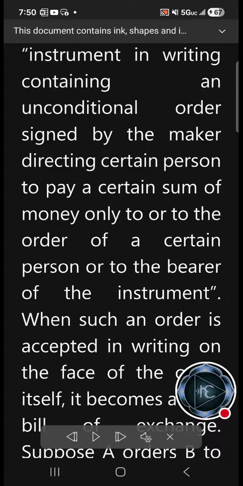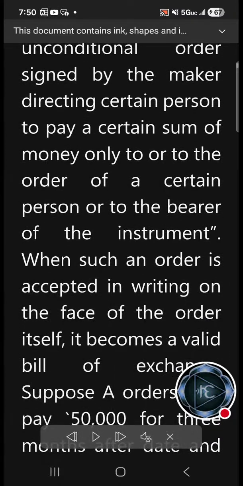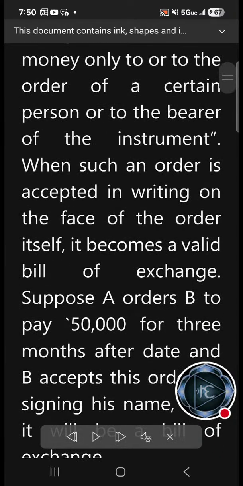2. Promissory notes. A promissory note is an instrument in writing, not being a bank note or currency note, containing an unconditional undertaking signed by the maker to pay a certain sum of money only to, or to the order of, a certain person.